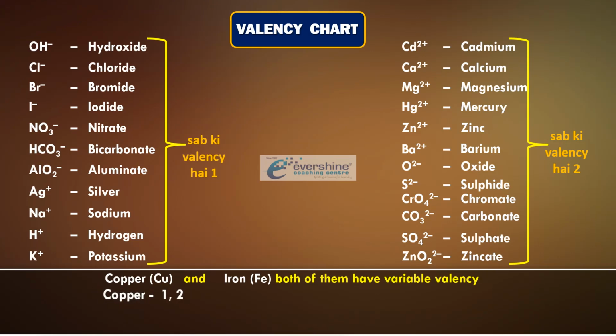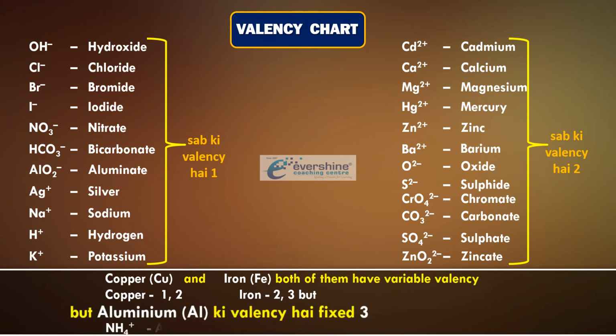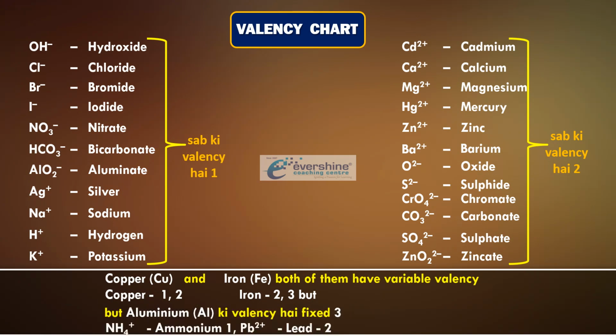Okay. So copper has 1, 2. Its valency is 1 and also 2. Copper has the valency 1 and 2. Iron also has the valency 2 and 3. But aluminium's valency is fixed, 3. Are you getting, children? Copper, iron, aluminium. Copper has the valency 1 and 2. Iron has the valency 2 and 3. But aluminium has the valency that is fixed, 3. Similarly, ammonium has the valency 1 and lead has the valency 2.